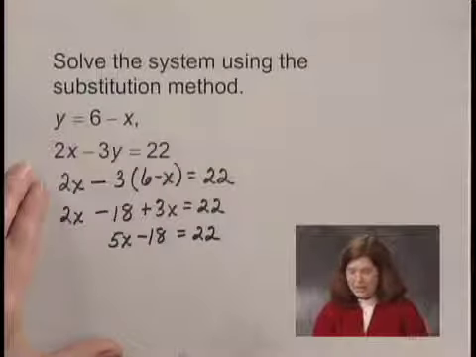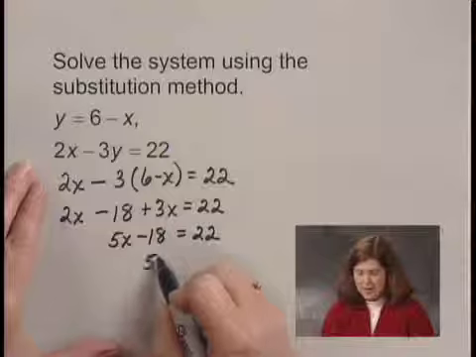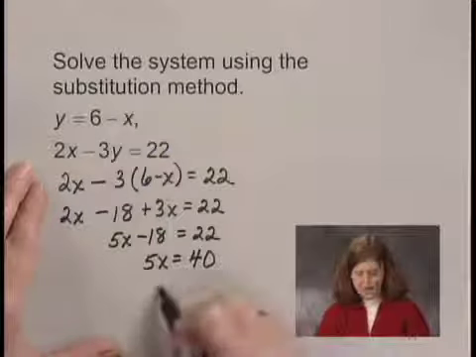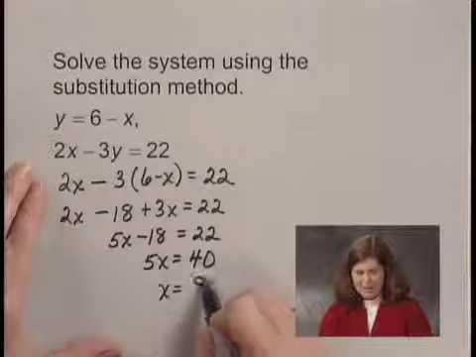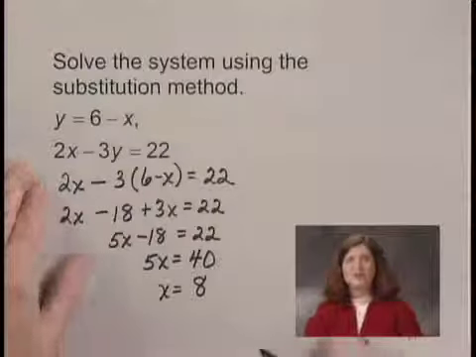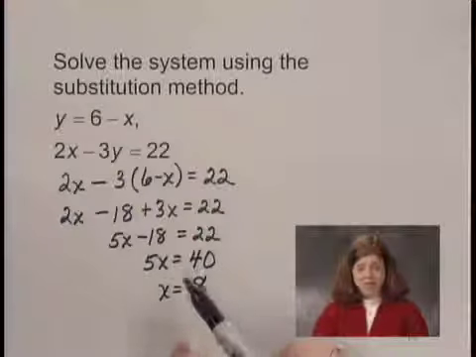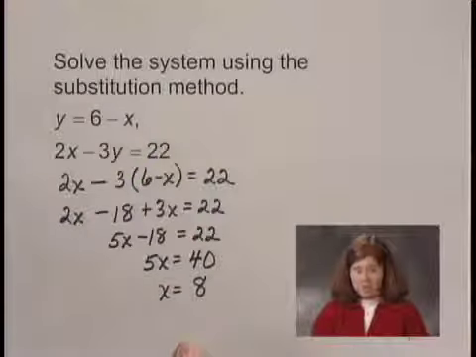And adding 18 to both sides, I have 5x equals 40. Dividing both sides by 5, I have x equals 8. Now, don't stop here. It's tempting to stop here because we found something for x. But to solve the system, we need to have x and y. We need an ordered pair.